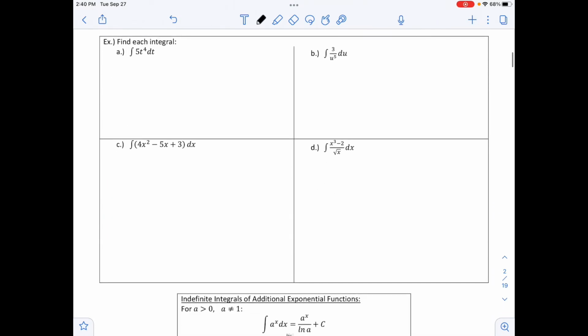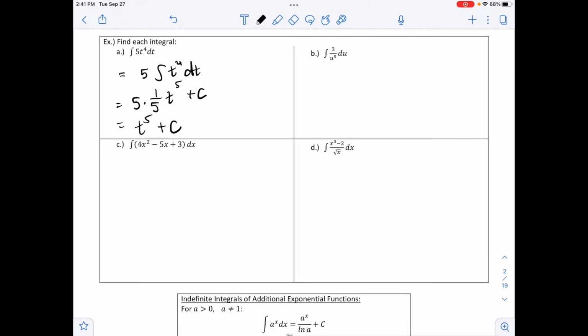And the first example says find each integral, and we have the integral of 5 times t to the 4th dt. And so you can think about this as just 5 times the integral of t to the 4th dt. And so integrating this, the 5 would stay there, adding 1 to my exponent and putting that in the denominator, and adding 1 to the exponent that we have now, plus c. This would simplify to just t to the 5th plus c.